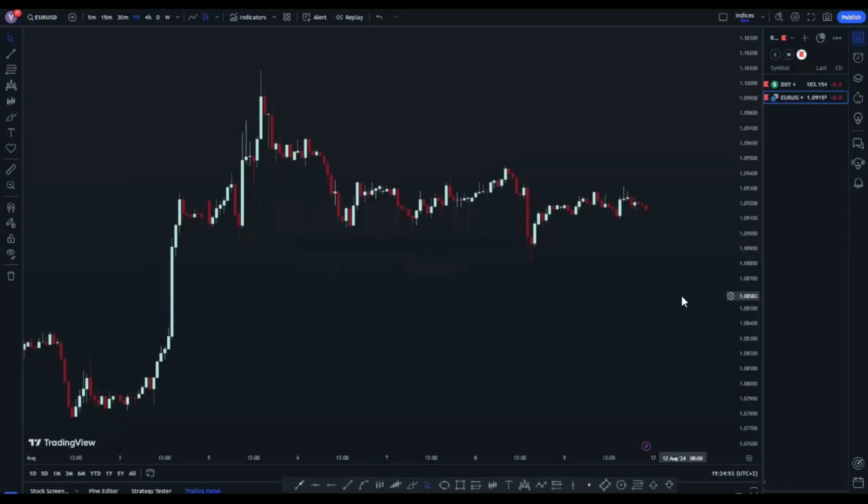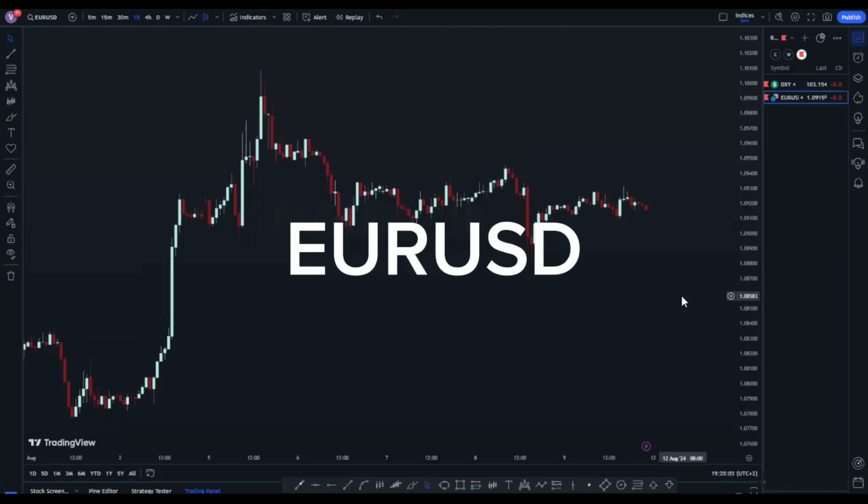We are doing S&P Sunday market breakdown. I'm gonna check two pairs, one currency and one index. So let's start with Euro USD.